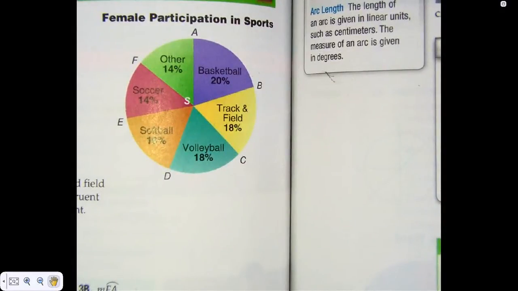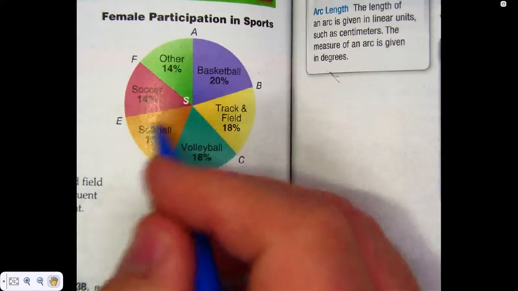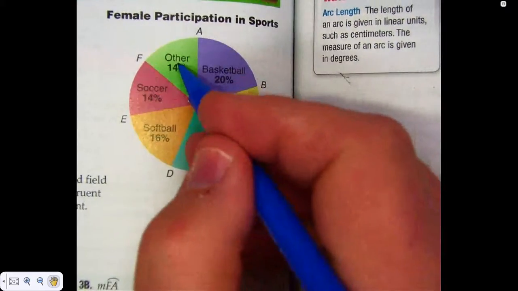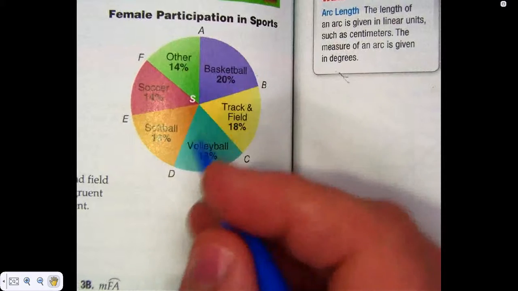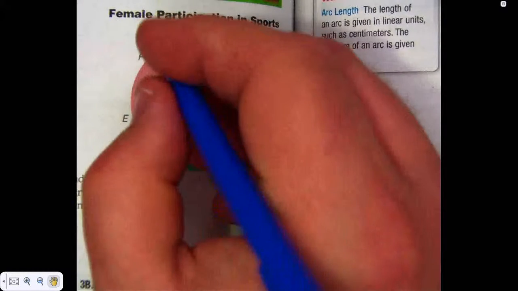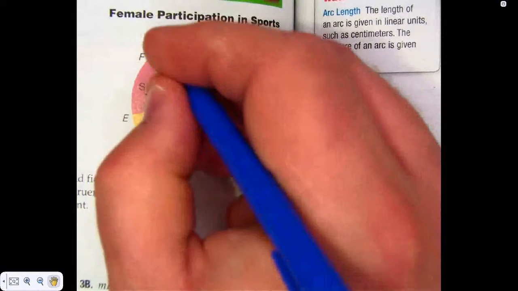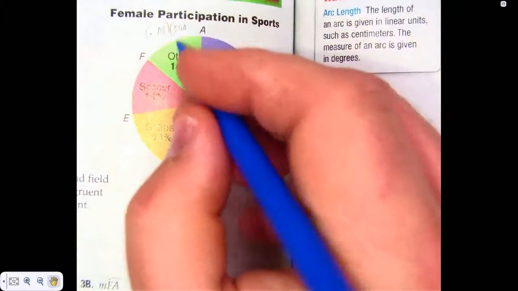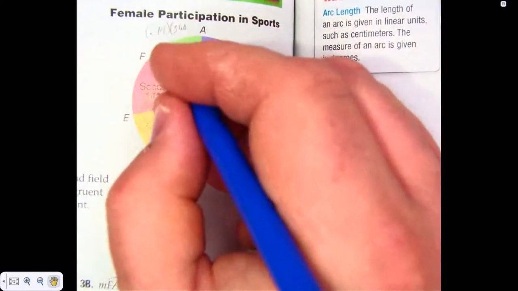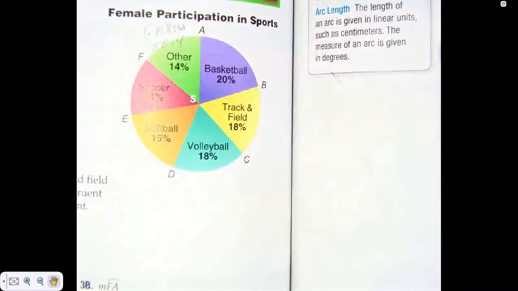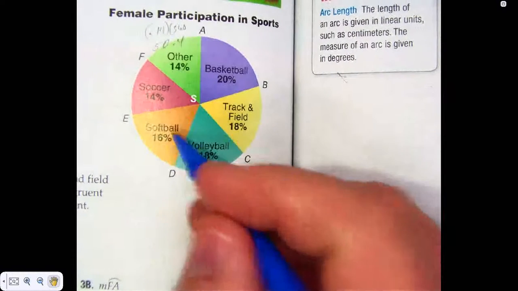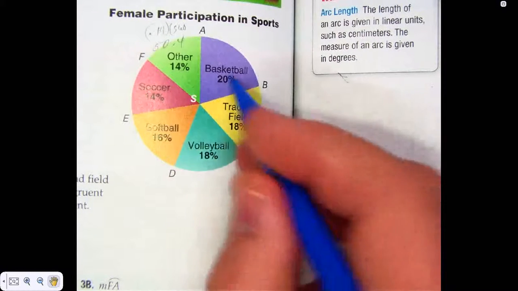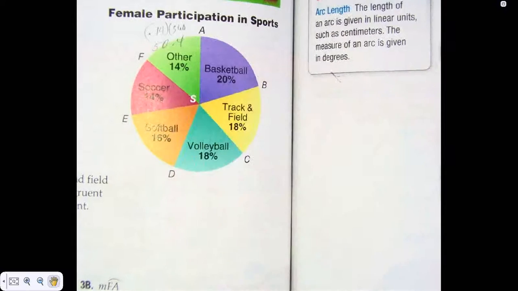Well, first tell me how you got it. 360 times 0.1. A whole circle is 360, right? This is 14% of what? 360 degrees. So to find the measure of this one, I would change that to a decimal, 0.14, times 360. And what do you get? 50.4. And you do the same thing here. That means that one's 50.4. This one's whatever, 16%, and so on and so on. You guys get that? Okay.